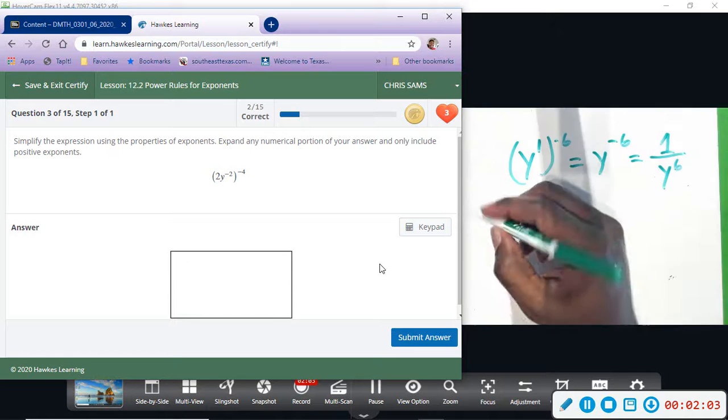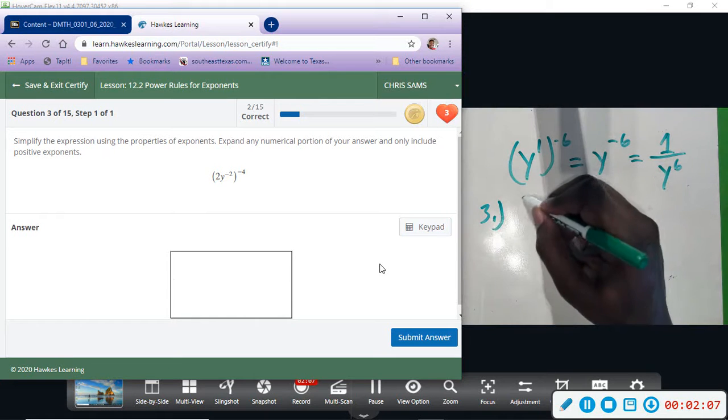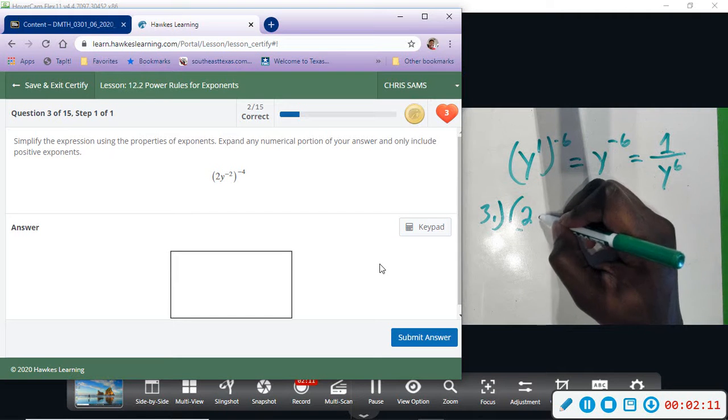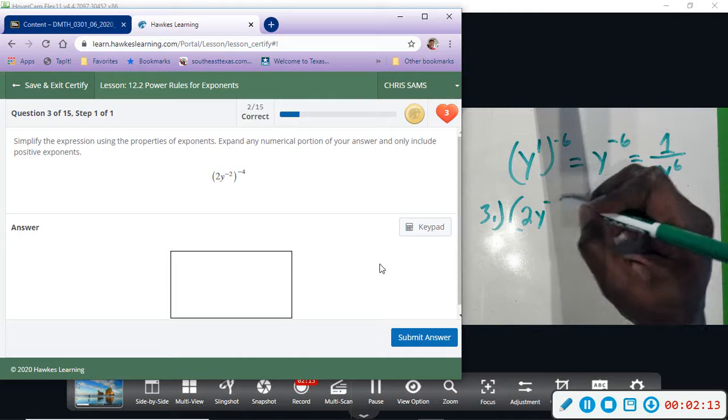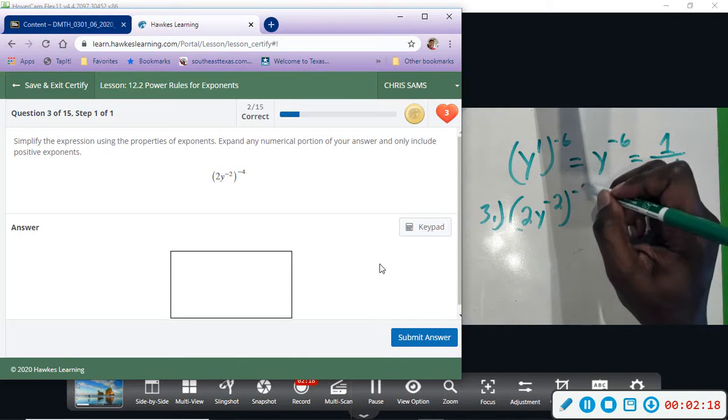Alright, so number 3, this time we have 2y to the negative 2nd power, raised to the negative 4th.